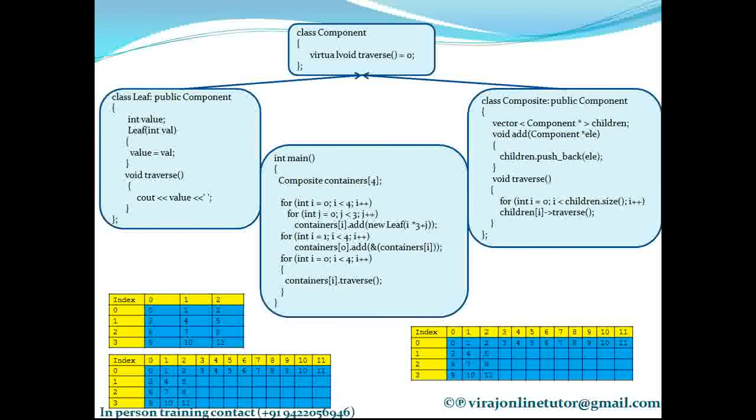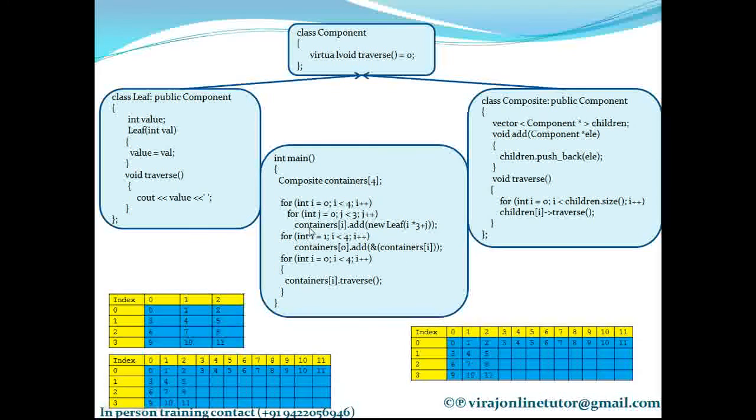Understood? So here I have a main entry point. What did we do here? I have 4 container objects. I have 4 composite objects created, and let's see how I am tackling them here. I have 2 for loops here, so I am creating a matrix. For i equal to 0 to 3, so i is equal to 0, 1, 2, 3. For j equal to 0 to 2, so j is equal to 0, 1, 2.